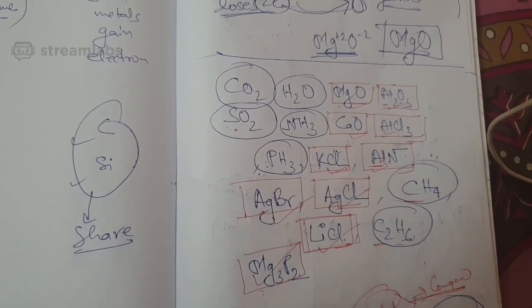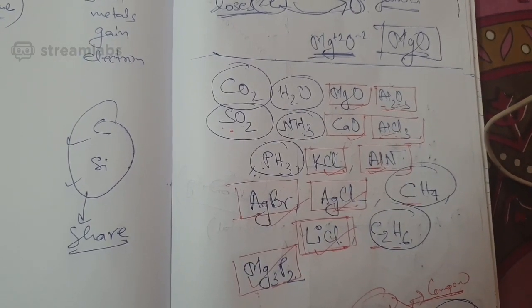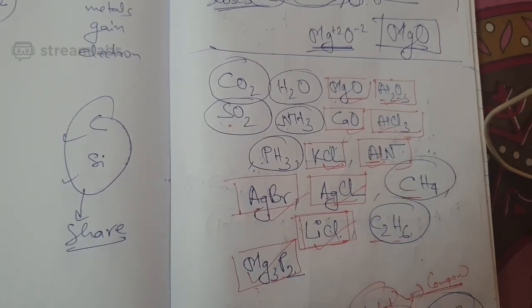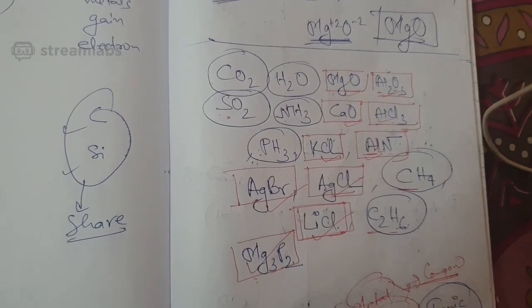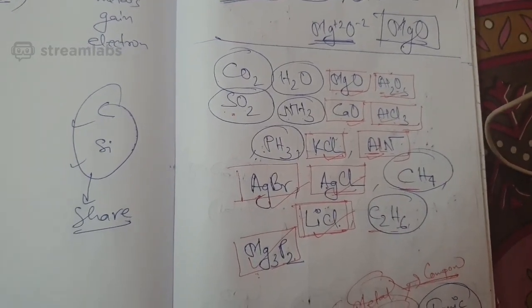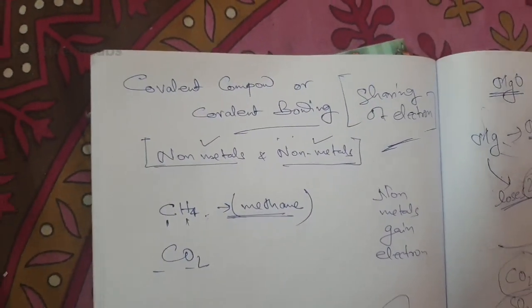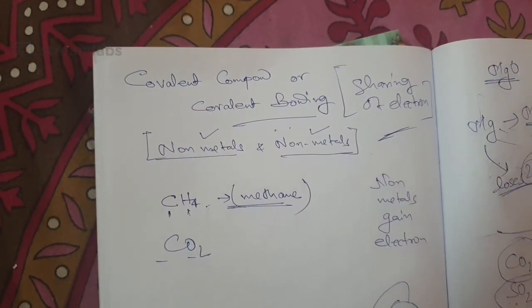So in case of covalent compound, what do we see? In case of covalent bonding, we see that there is generally sharing of electron. The electrons are being shared. No one is there to give the electron or take the electron, and electron is being shared.